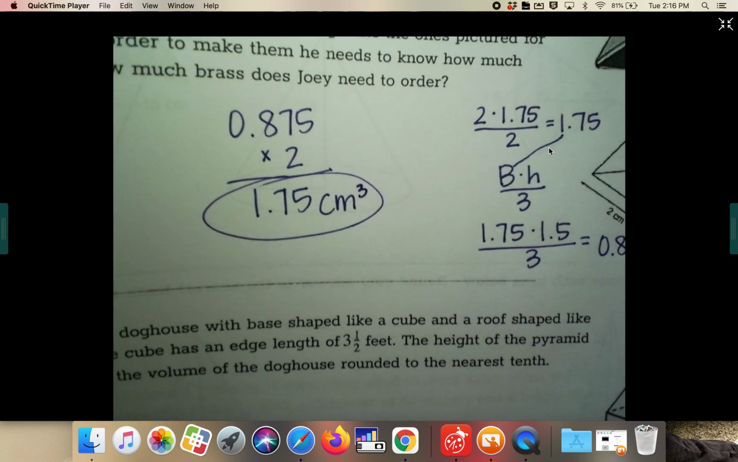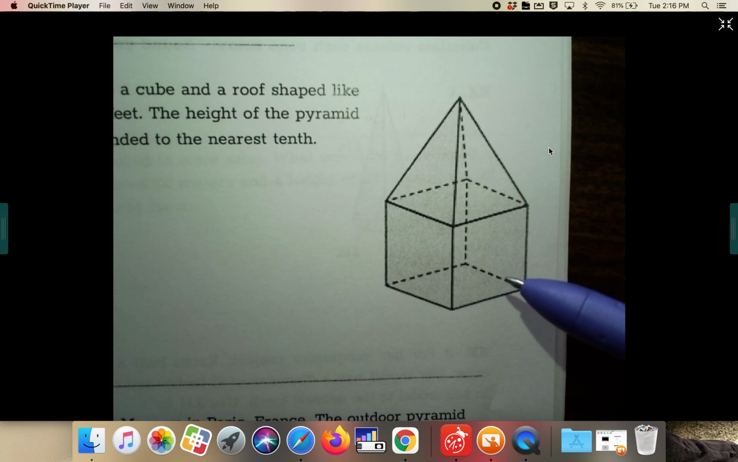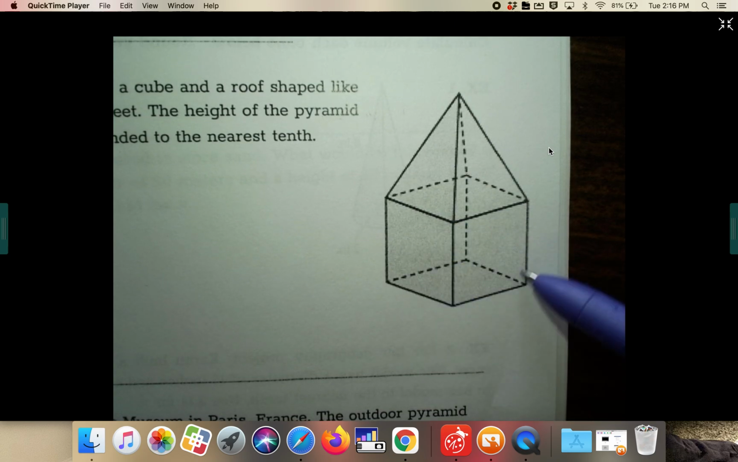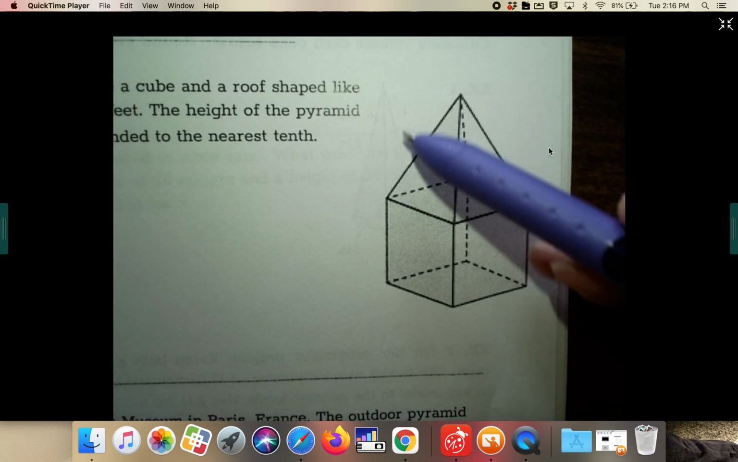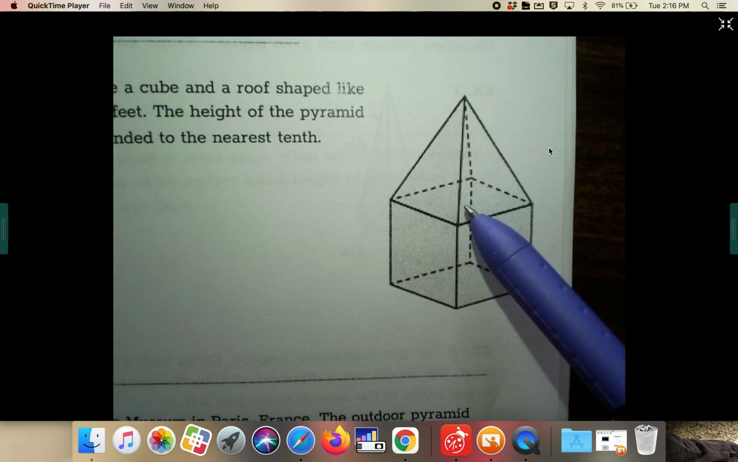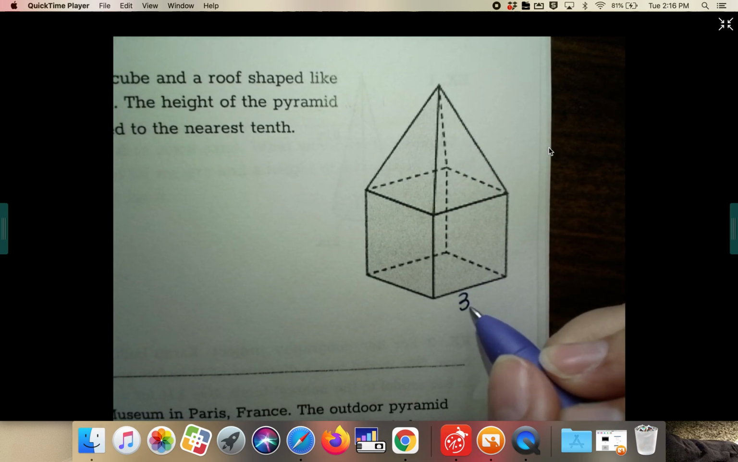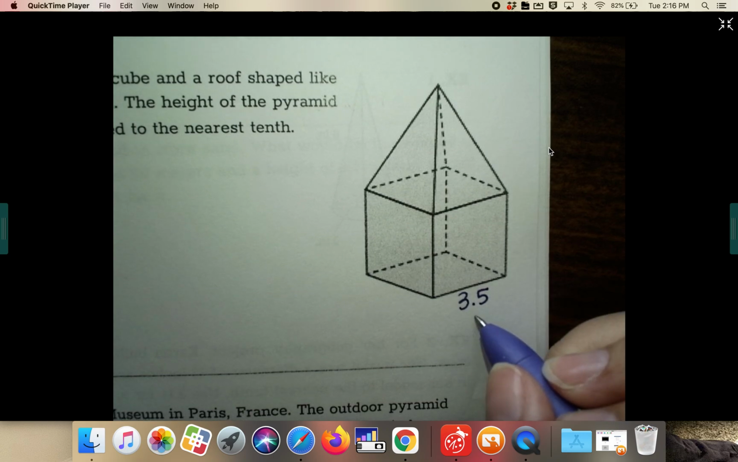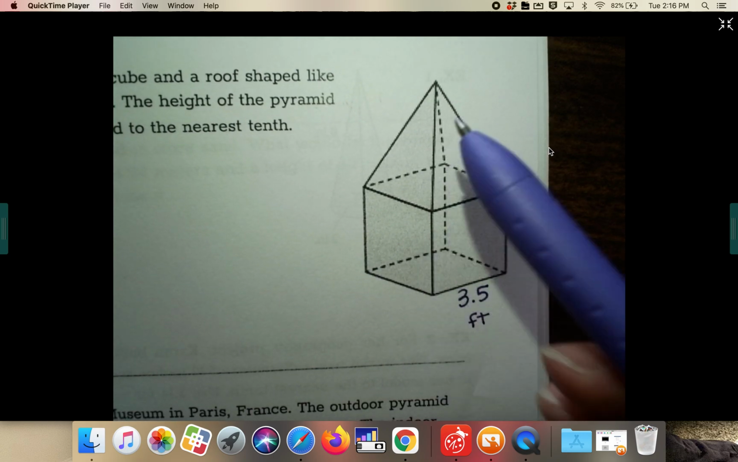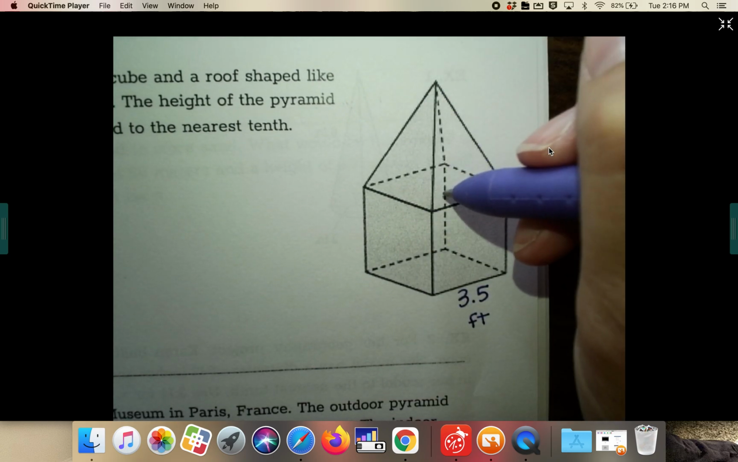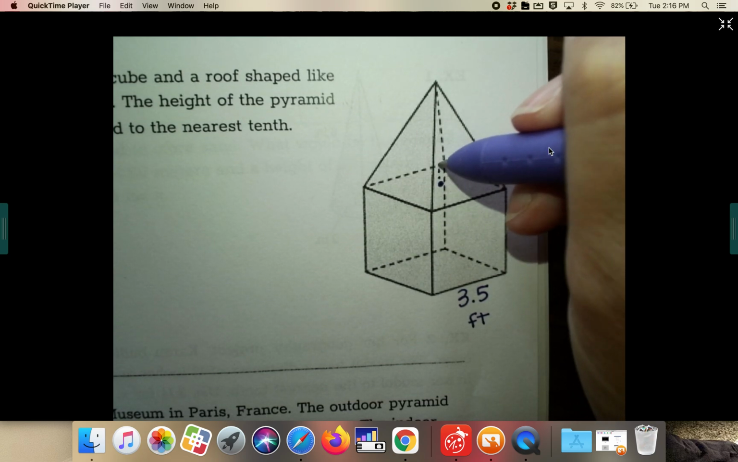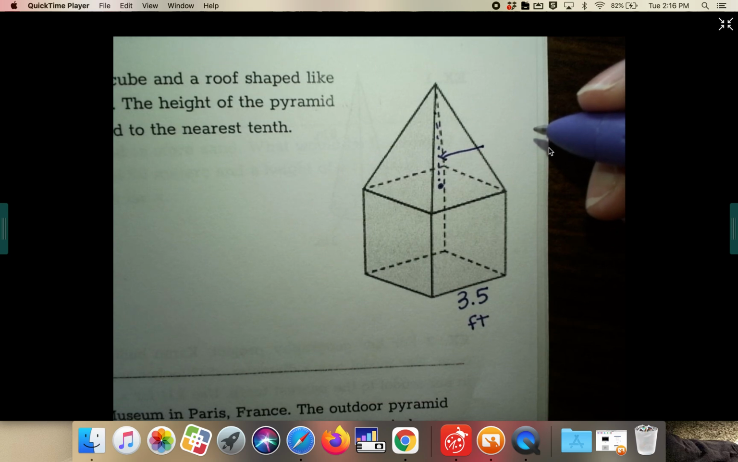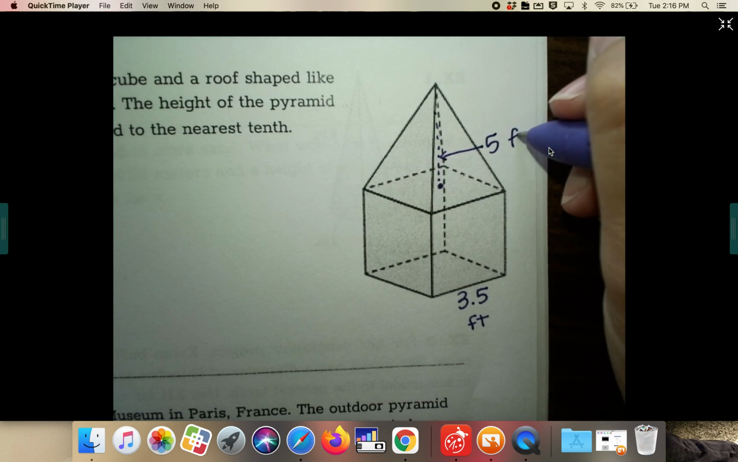Okay, the next question, let me read it to you while you look at this picture. It says Curtis builds a doghouse with a base shaped like a cube and a roof shaped like a pyramid. The cube has an edge length of 3.5. I'm going to make that 3.5, same thing as 3.5 feet. The height of just the pyramid, so just from in here, the height of the pyramid is 5 feet.